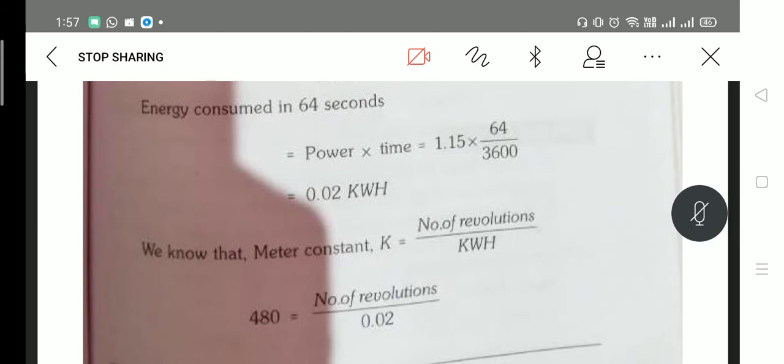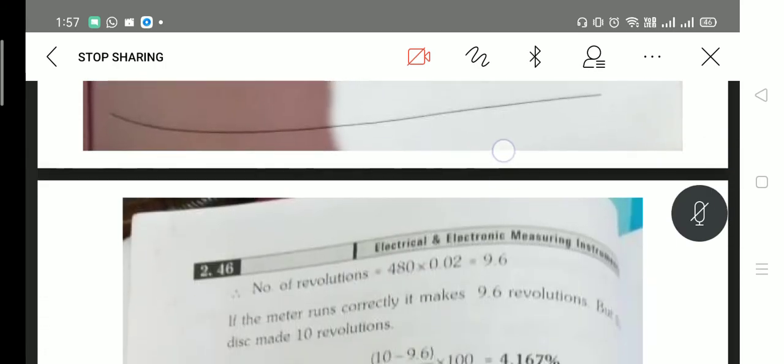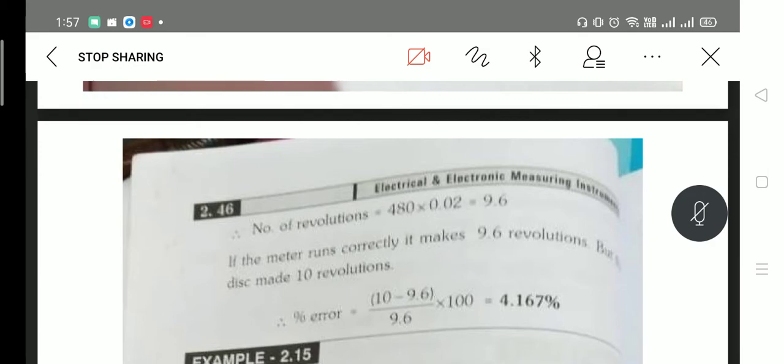From this meter constant formula, we can find the number of revolutions here. Okay. 480 is equal to the number of revolutions by 0.02. So, we can find the number of revolutions from this, that is 9.6. Then he is given 10 revolutions, the disk makes 10 revolutions. So, we can find the error here, 10 minus 9.6 by 9.6 into 100, that is the error, that is 4.167%. Okay, is it clear?